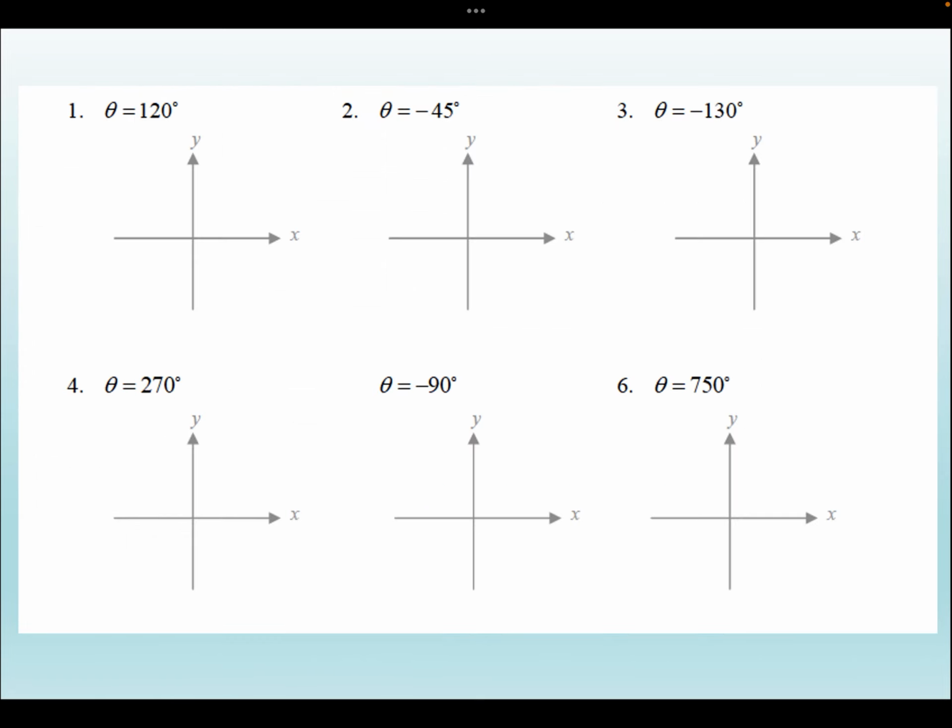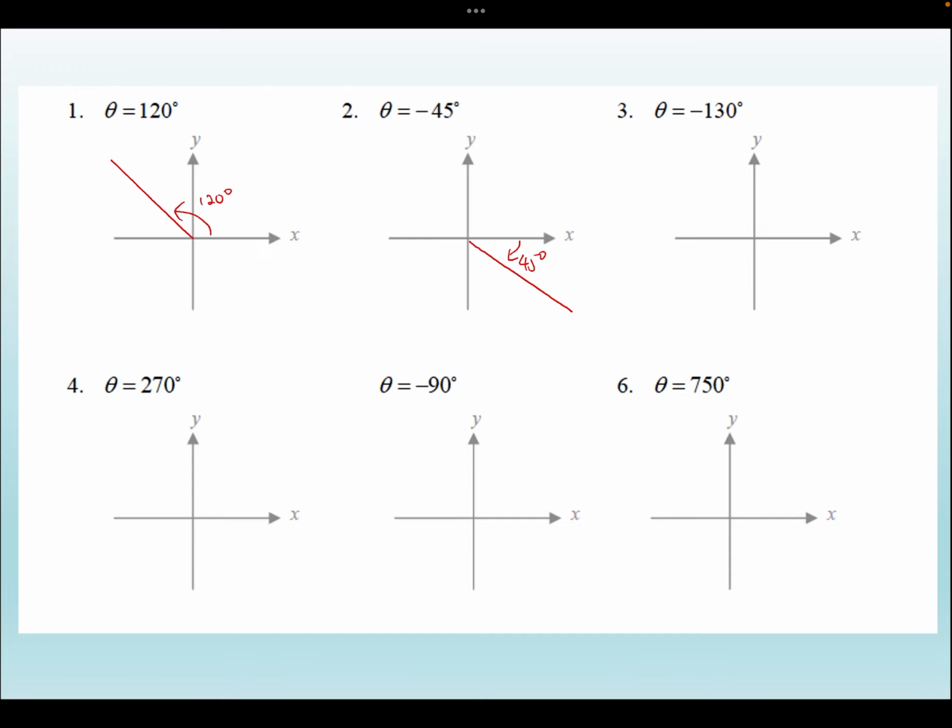Based on this, let's pause the video for a while, look at your worksheet and try to measure these angles. Draw it on the Cartesian plane. Alright, number 1, 120 degrees. If I measure positive angle 120, I start from the positive x-axis, and that is about the right position for that. Next, minus 45 degrees. You want to measure minus 45 in the clockwise direction, and that is about 45 degrees.